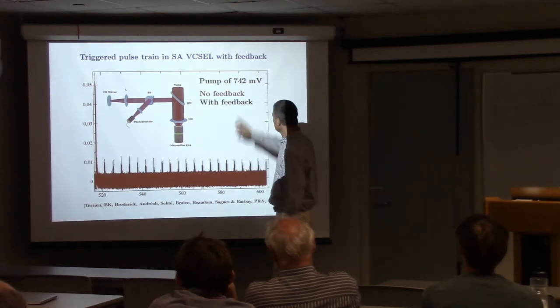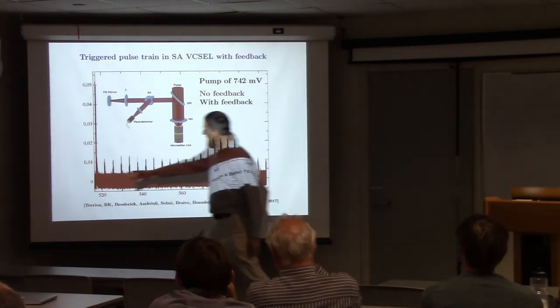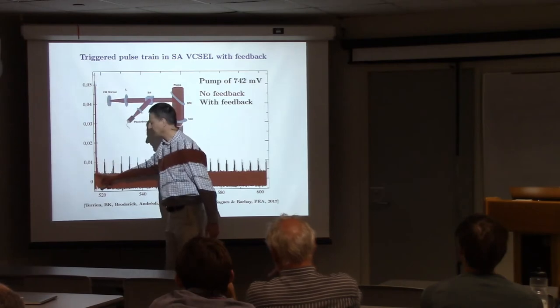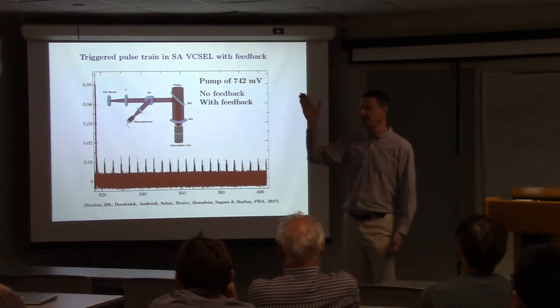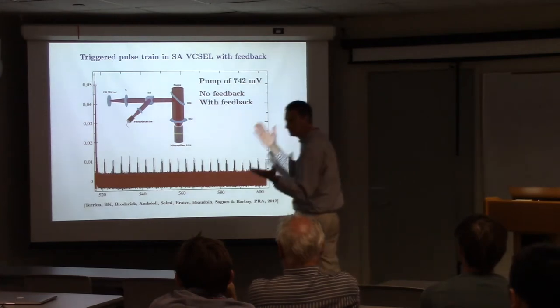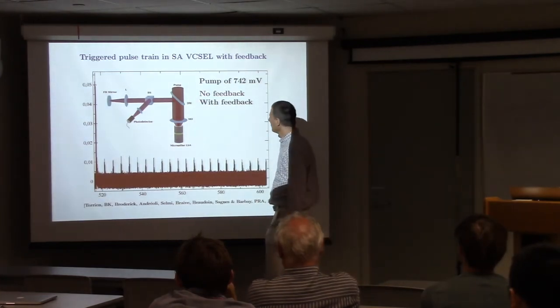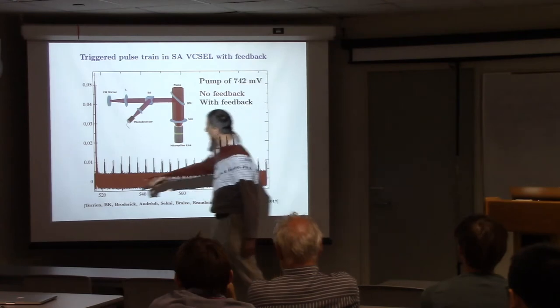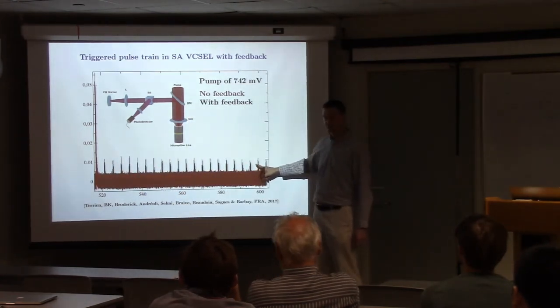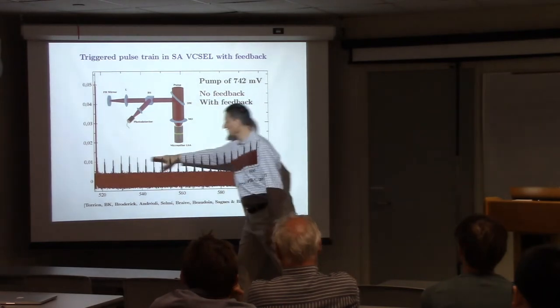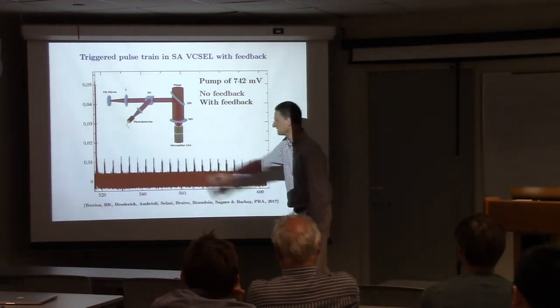Okay? So now if you don't have feedback, and you give this a kick, then nothing happens. That's a red signal, okay? When you kick it, yeah, you get one thing out, but that's it. It's not self-sustained. And if you have feedback, then you can see you get regular pulsing. That's the black stuff, okay? At a reasonably well-controlled amplitude, and the repetition rate is also quite good.